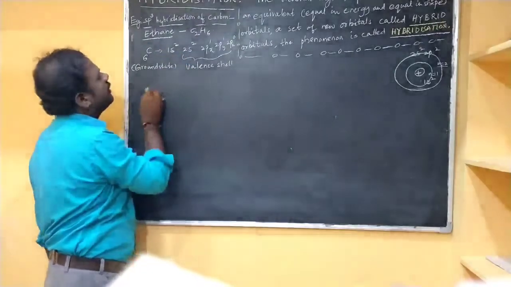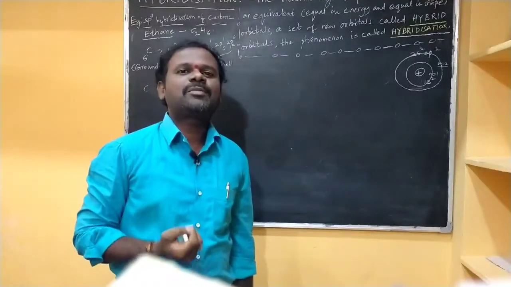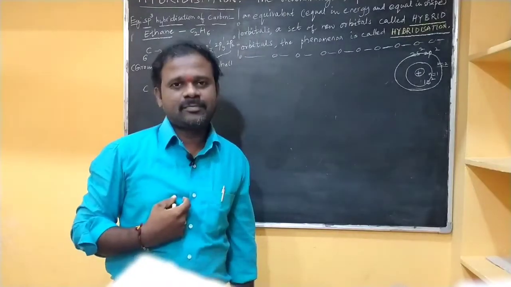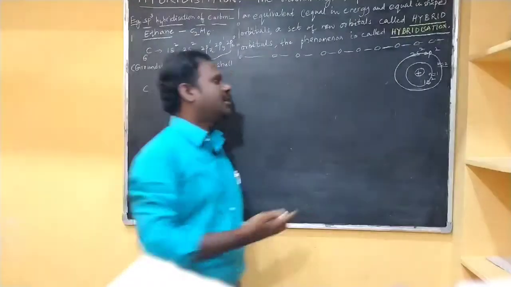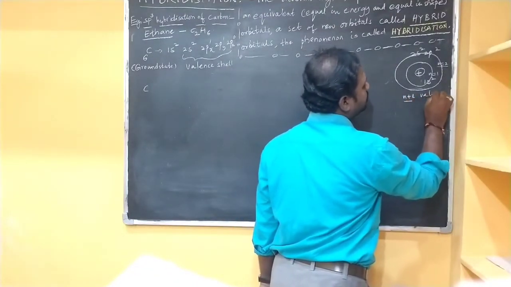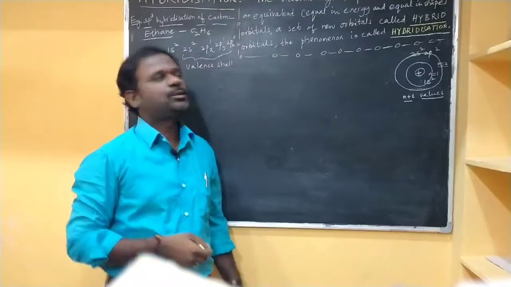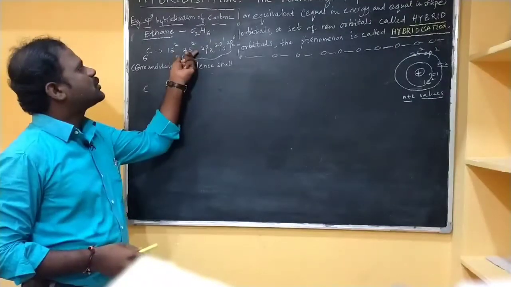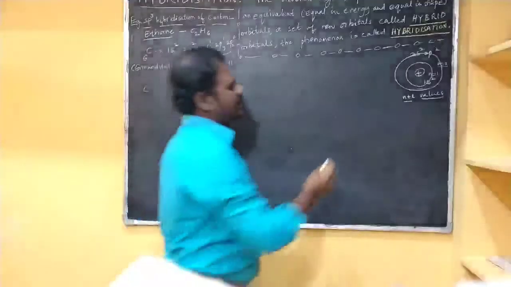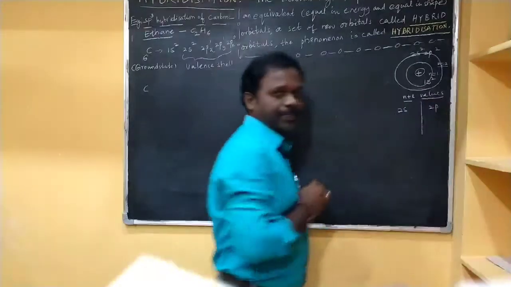So carbon promotes one of the electrons from the lower 2s energy level to the higher 2p energy level. How would you know 2s is lower than 2p? According to n plus L values, we can say 2s is lower than 2p. Let's see the 2s energy level as well as 2p.